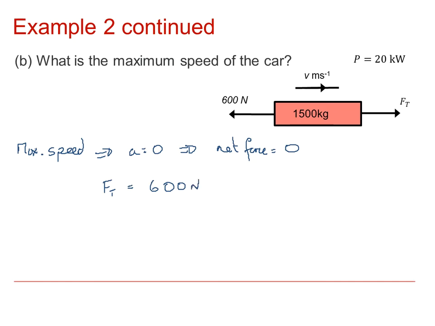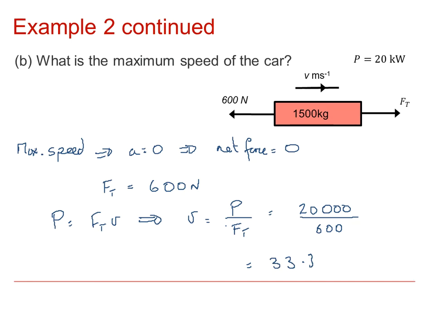The power being developed was the tractive force multiplied by V, and so we get that V, the velocity, is equal to power divided by the tractive force, which is the power of 20 kilowatts, 20,000 watts, divided by a tractive force of 600, and therefore we get that being equal to 33.3 meters per second.